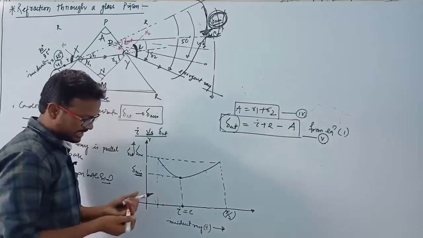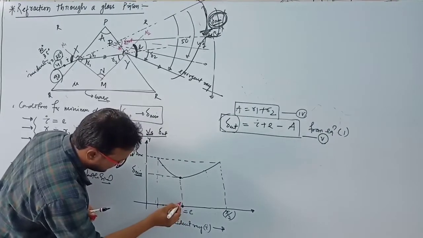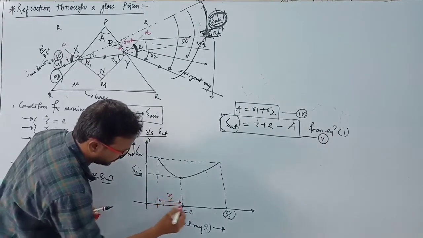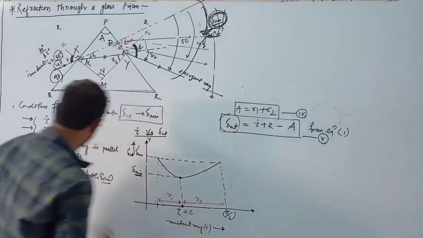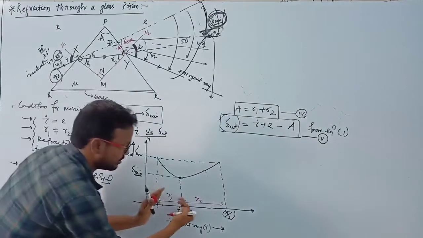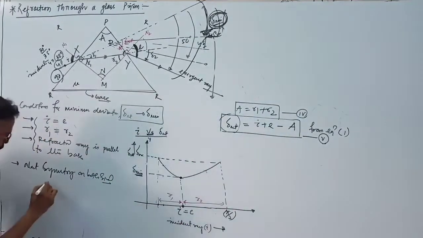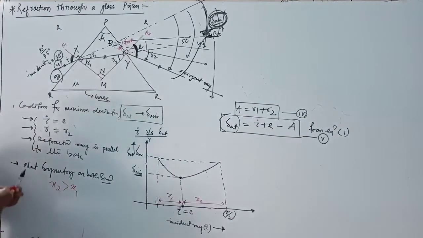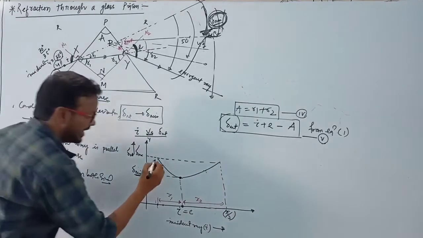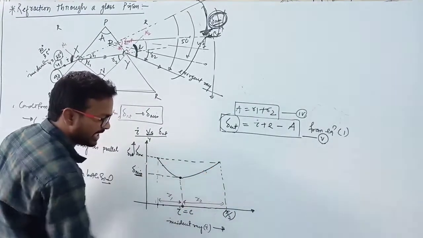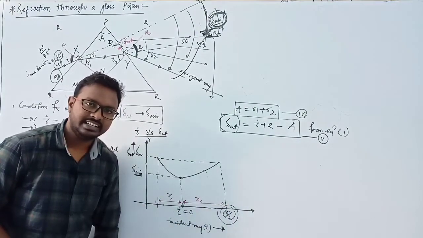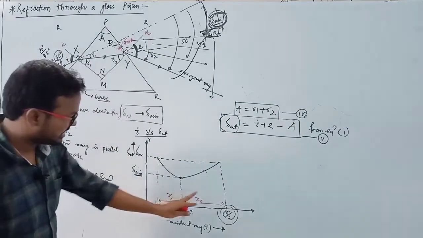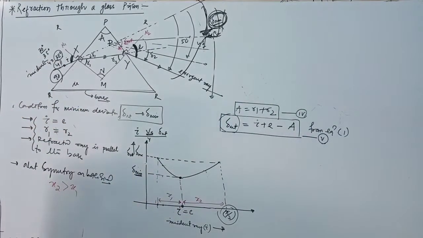This is the first side. This distance, suppose x1, and this distance, suppose x2. This is not symmetrical. That means x1 is not equal to x2, and from this graph we conclude that x2 is greater than x1. Clear? This graph does not go to infinity because it ends when the angle of incidence is 90 degrees. Clear? So this is not a symmetrical shape. This is the condition for total internal reflection.